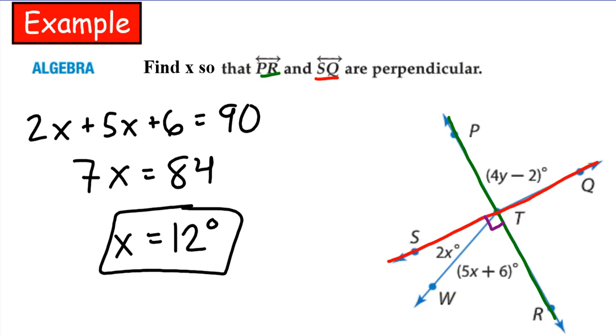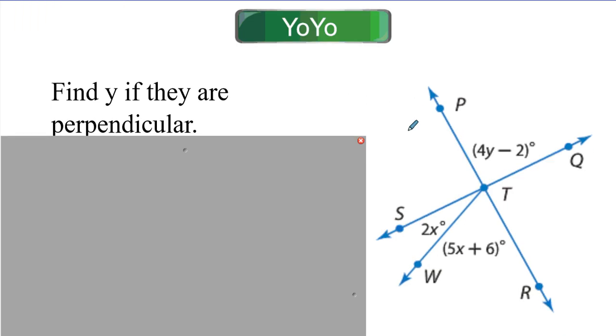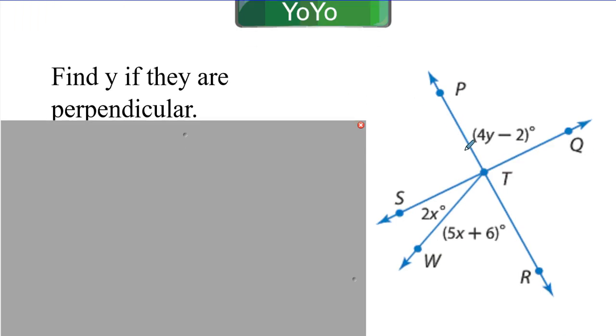Now, I found x. I'd like you to figure out what y would be. Find the measurement of y if PR and SQ again are perpendicular. Pause the video, unpause it after maybe a minute, and you've had a chance to try.